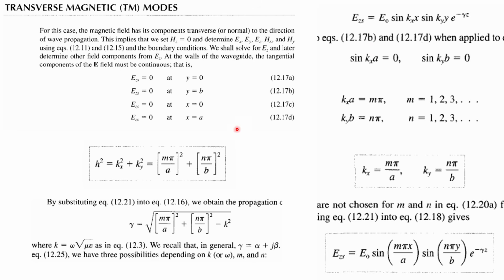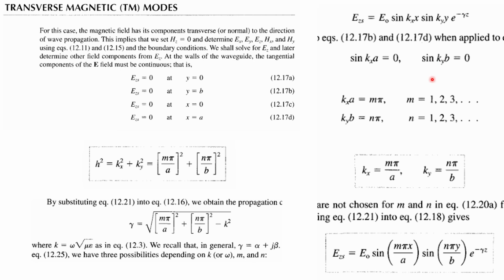Now, from the boundary condition, Ez must be 0. So how can you make it 0? Either this sinusoidal term should be 0, or this one should be 0. So how is it possible to make this one 0? Sine of kx a is equal to 0. That will be possible only if kx a is an integral multiple of pi, that is m pi.